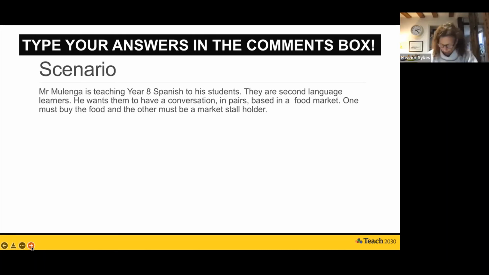I'm actually realizing we're very short of time. I've gone rather a lot over time, but let's see, we'll go on for a few more minutes.